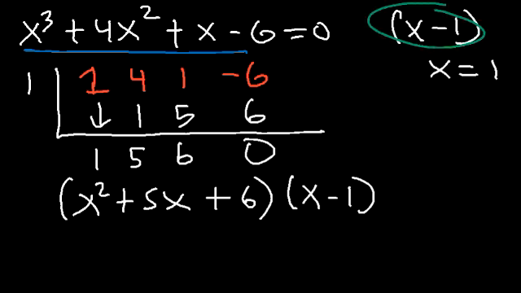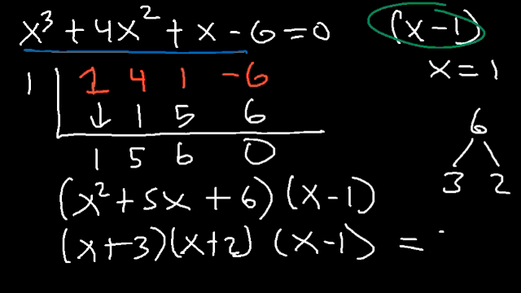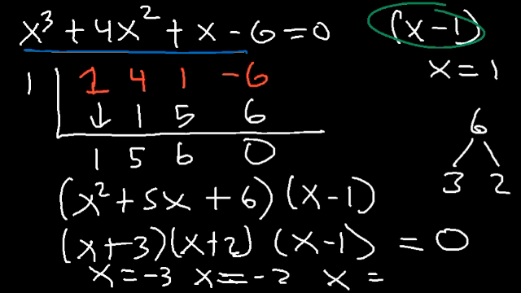And we can factor this particular trinomial. What two numbers multiply to 6 but add to positive 5? 3 times 2 is 6, but 3 plus 2 is 5. So this is going to be x plus 3 times x plus 2 times x minus 1. And all of this is equal to 0. So therefore, x is equal to negative 3, negative 2, and positive 1. So these are the zeros of the function.